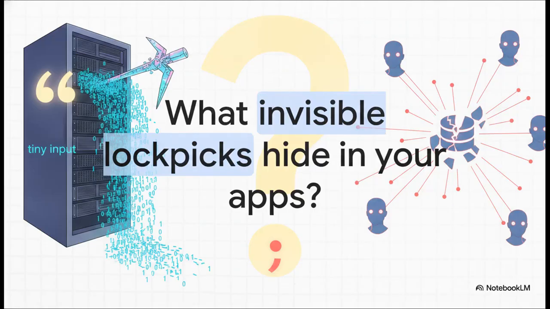So, we've just seen exactly how a tiny little input can crack a massive system wide open, manipulating server-side logic to bypass authentication, exfiltrate data, and seize total control of the vault. I'm going to leave you with this thought to ponder. If a simple punctuation mark can bring down an entire database, what other invisible lockpicks are secretly testing the boundaries of the apps you're using right now?